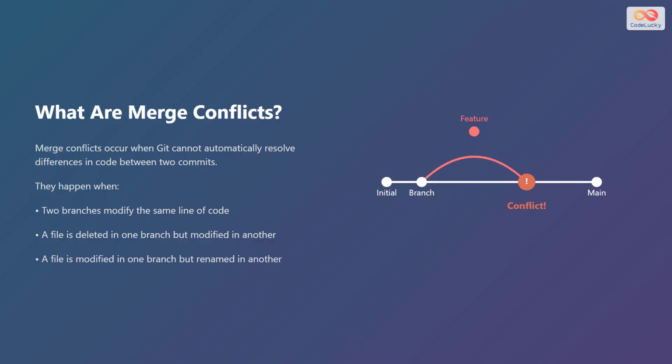Merge conflicts occur when Git is unable to automatically resolve the differences in code between two commits. This typically happens when two branches modify the same line of code, when a file is deleted in one branch but modified in another, or when a file is modified in one branch but renamed in another. When these situations occur, Git requires manual intervention to resolve the conflict.